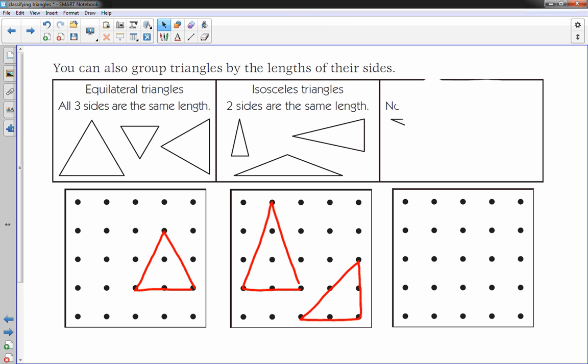And you might say, well, Mr. Knowles, that's a right triangle. And I'll agree with you, it is. It's got one corner that's 90 degrees. But we're talking about angle measure right now. This side is the same length as this side. So that is an isosceles triangle too. Just like this one, these two sides are the same length.